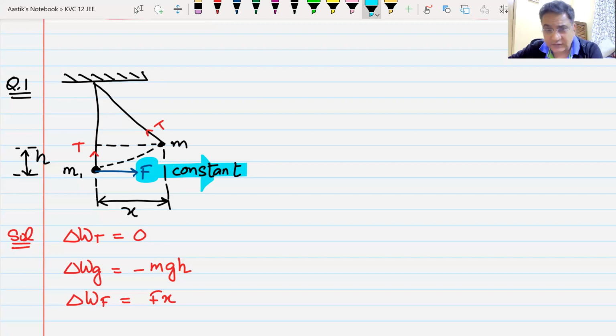Now, as soon as the force becomes constant, the work done by this force does not depend on path. Integration of F into dx, sir. Yes, beta? Integration of F into dx. So let me complete what I was saying.